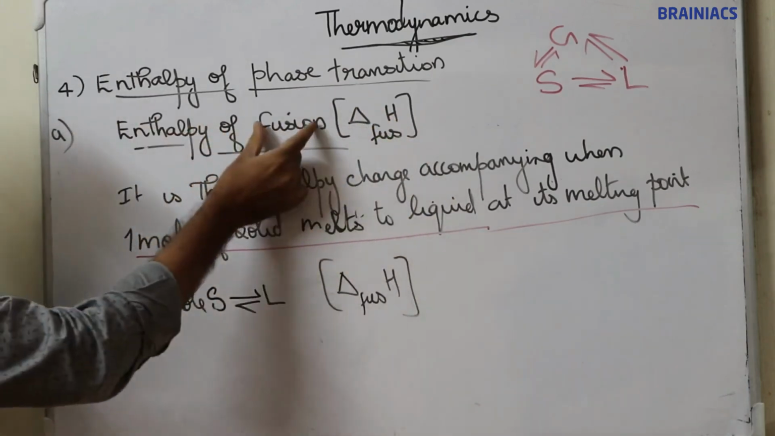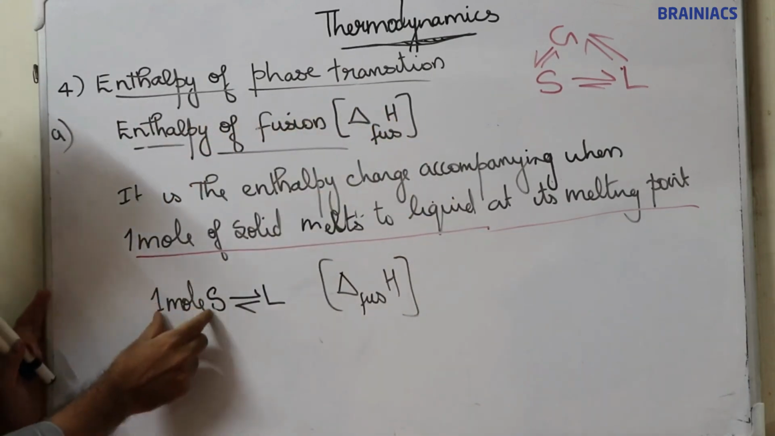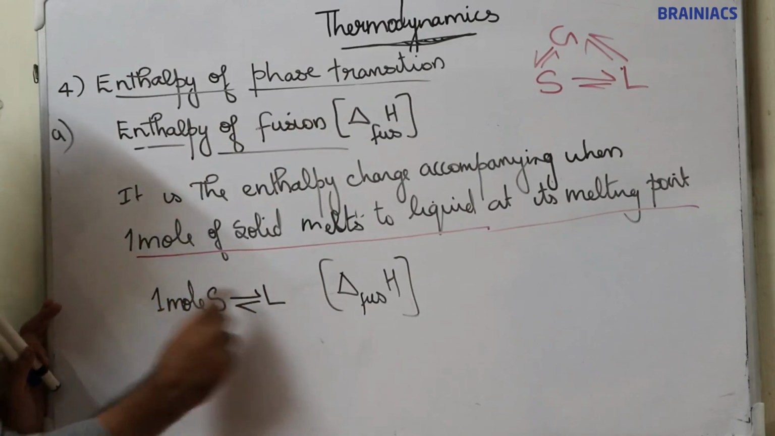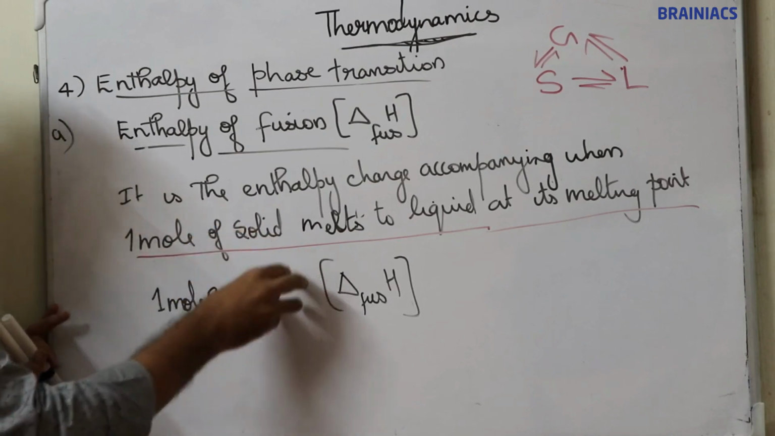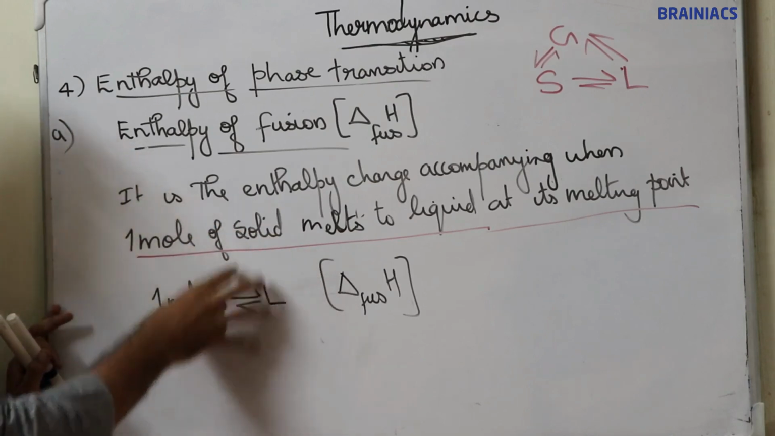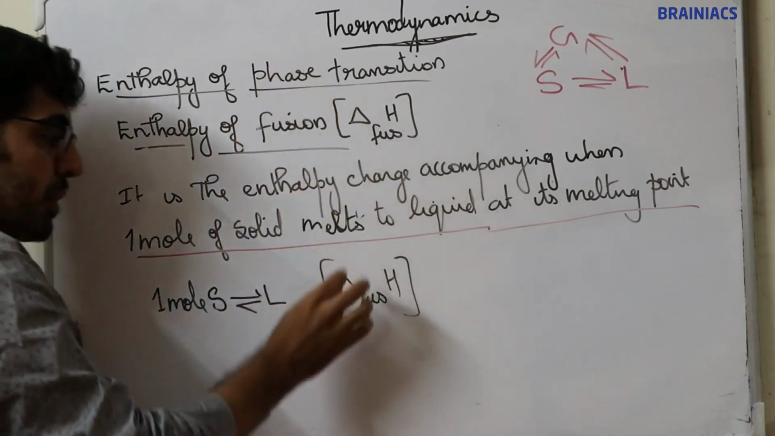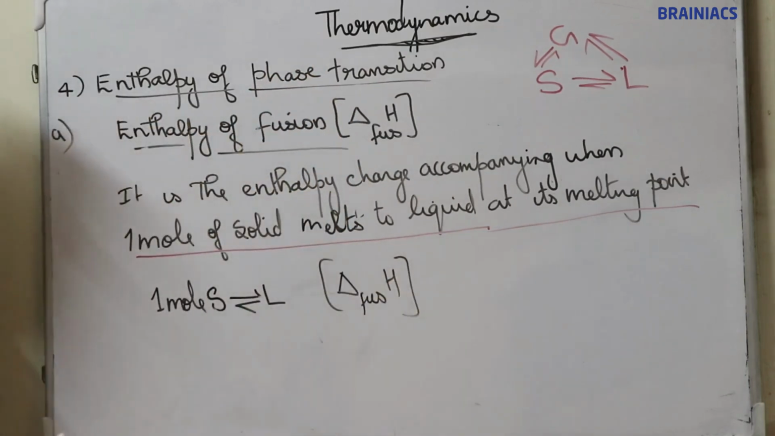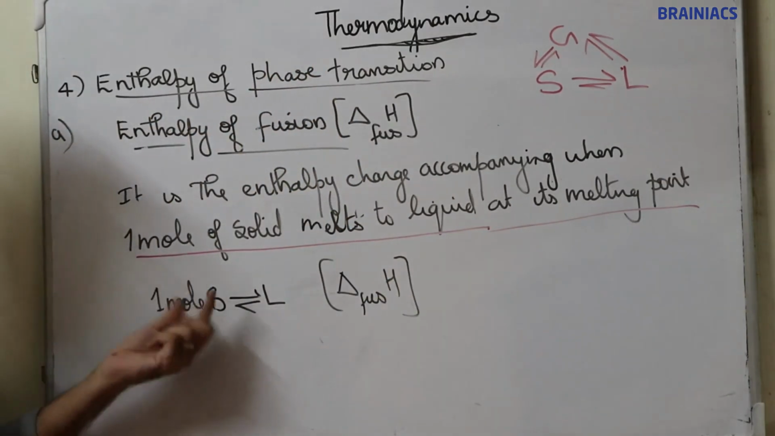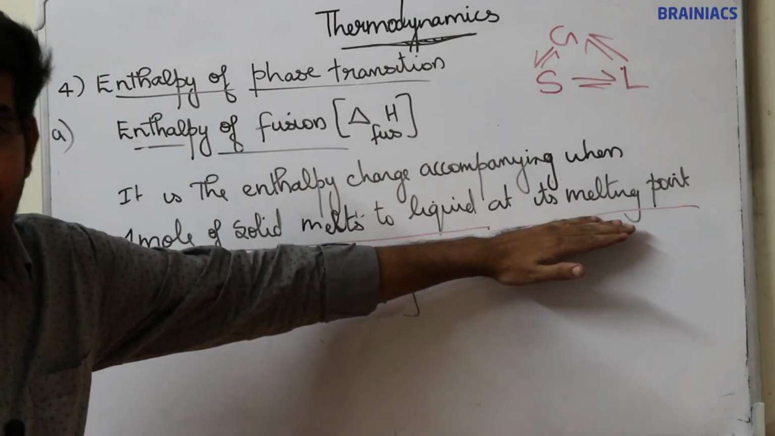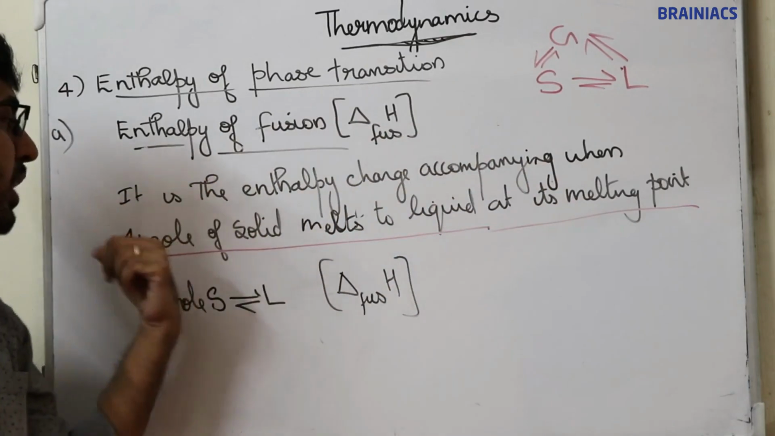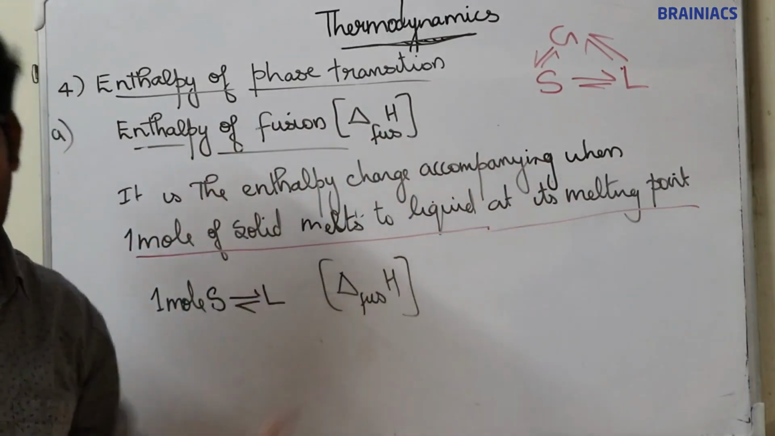Now what is fusion reaction? If 1 mole of solid melts to liquid, then that reaction is known as fusion reaction. Enthalpy change accompanying fusion reactions is known as enthalpy of fusion, represented by delta H FUS. And usually fusion reaction always occurs at its melting point. So it is the enthalpy change accompanying when 1 mole of solid melts to liquid at its melting point.